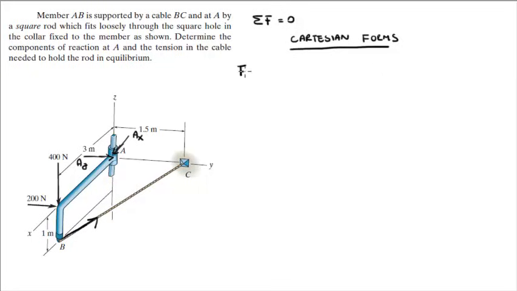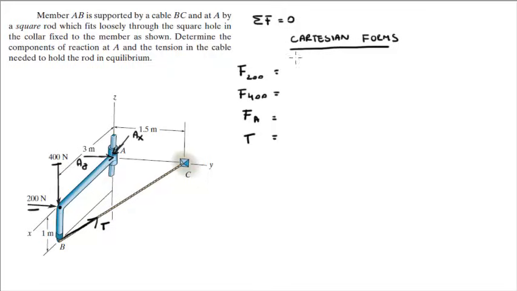We have the 200 Newton force right here. We have the 400 Newton force right here. And then we have the forces at A, AY and AX. We can put them in the same Cartesian vector. And we have the tension, let's call it tension T. You could also put the 200 and the 400 in the same vector, that's not a problem, because they're acting on the same point.